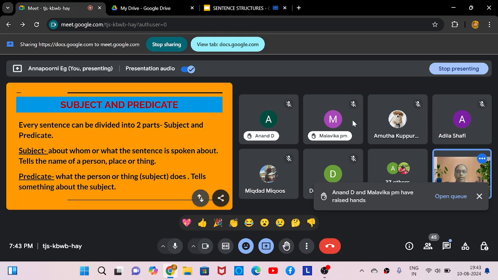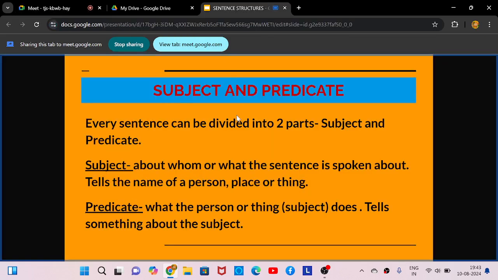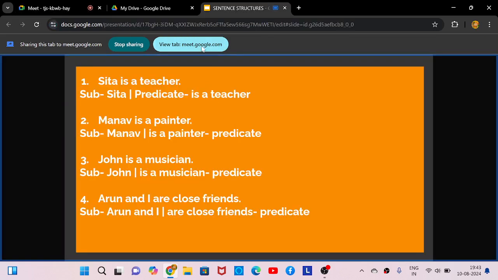So basically every sentence is divided into two parts. One is the subject and the other one is predicate. Subject is about whom or what you are talking about in a sentence, and predicate is what the subject does. Okay, and it tells something about the subject. Now we have some examples here. Yes, Sita is a teacher. So here you can see that the subject is Sita and is a teacher is the predicate.